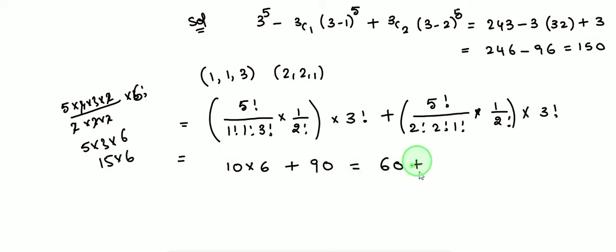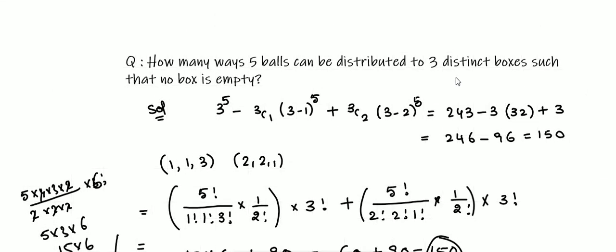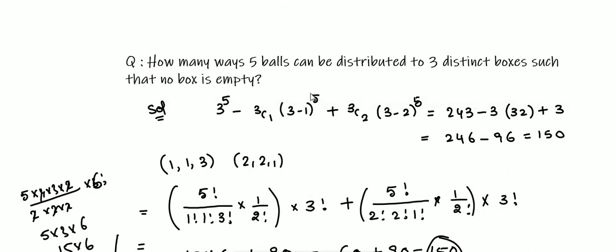Yes, we made them into groups because it is a small number. Instead of making groups, we can directly apply the onto formula. Why? Because 5 distinct balls can be distributed into 3 distinct boxes such that no box is empty. That is an onto function. So this is an application and derivation of onto functions. Thank you.